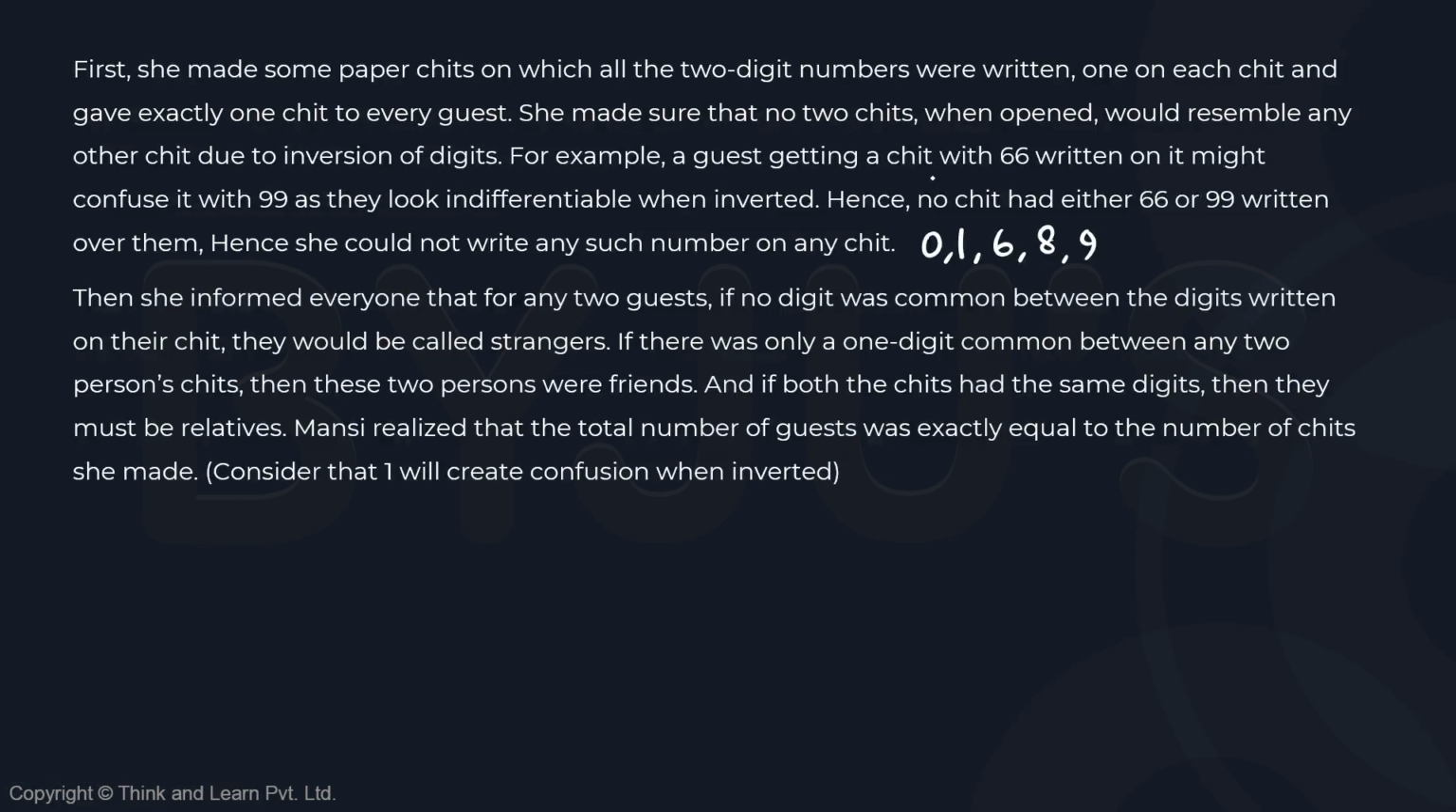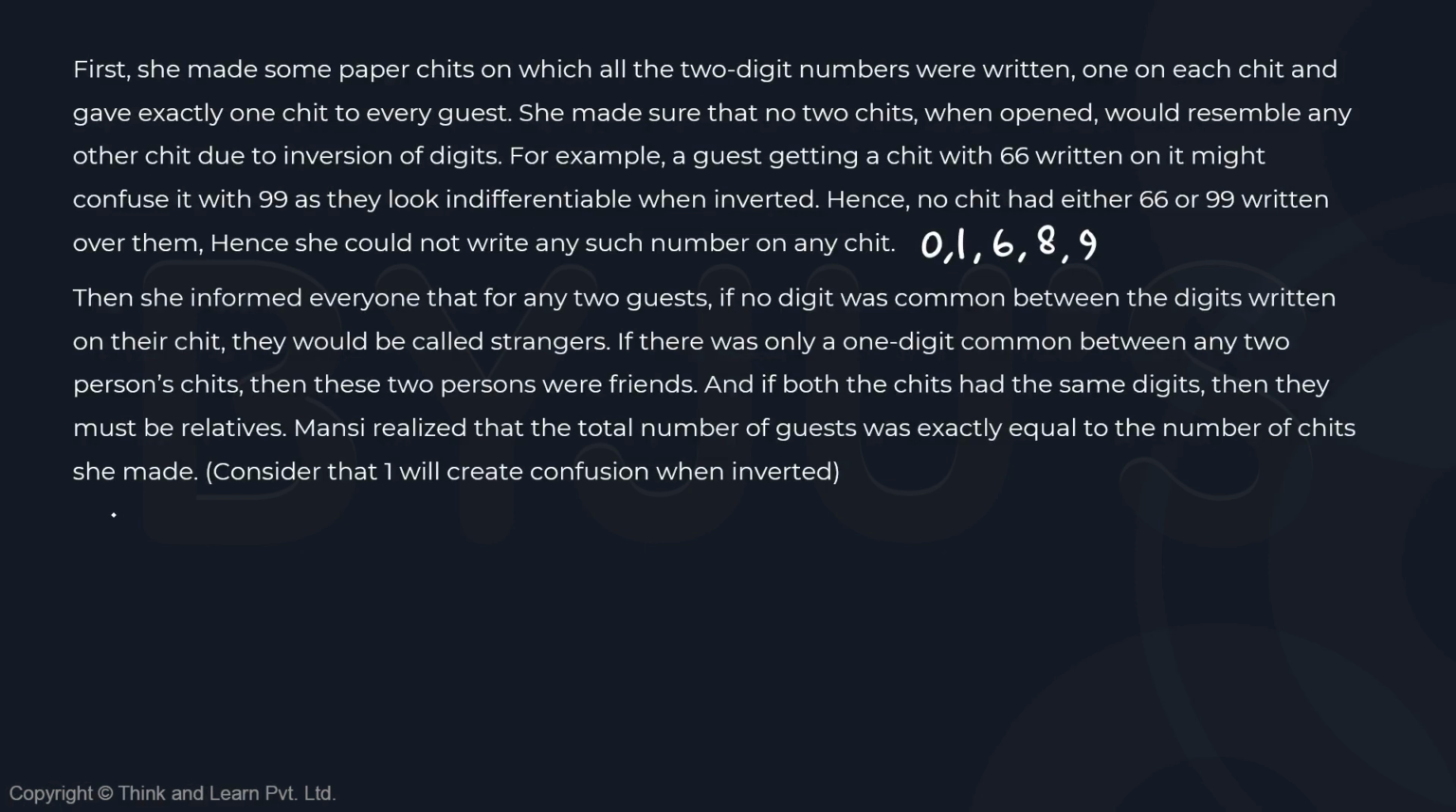She is not going to write the chits with 66 written on it, because if you write 66 and invert it, it looks like 99. So if we start with the first two-digit number, 10, if we invert it, it will look like 01, which is not going to be one of the numbers on the chit because the chit consists of two-digit numbers. So we can't write 10. Next is 11. We can write 11 because 11 when inverted looks like 11 only, so there will be no confusion. 12 she can write, 13 she can write. So all those numbers which are formed using these digits, she cannot write.